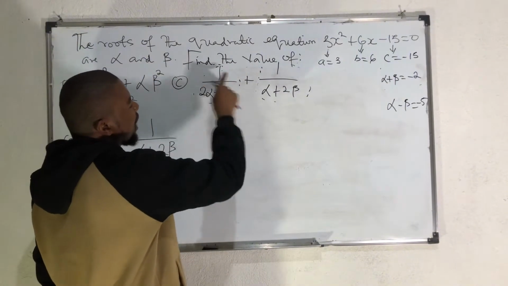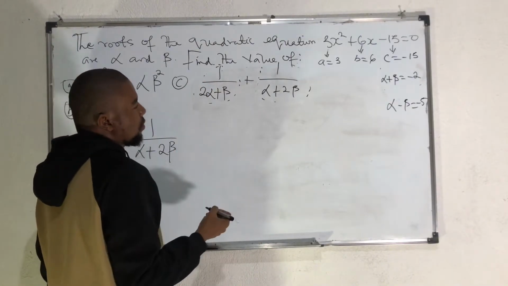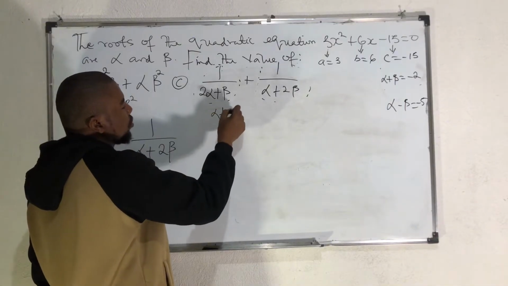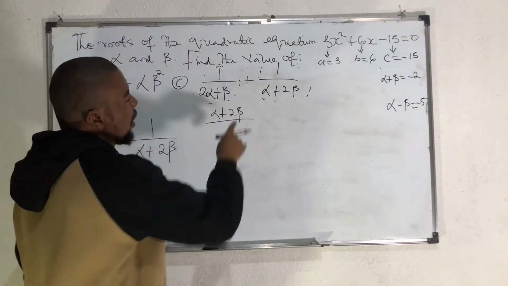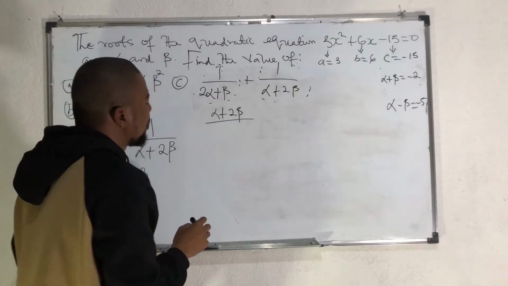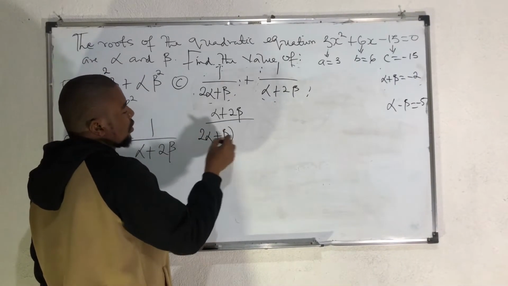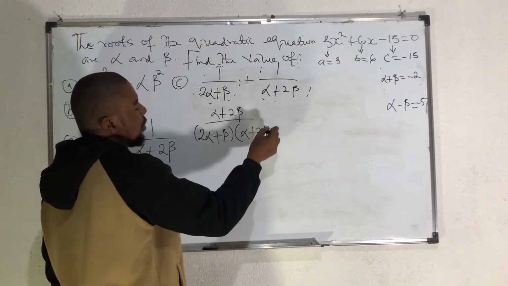So this one here times 1 will give you the same value, because any number multiplied by 1 is the same number. Therefore, we shall now have alpha plus 2 beta over, let's now multiply again, alpha plus 2 beta multiplied by 2 alpha plus beta. We shall have (2 alpha plus beta) in brackets multiplied by (alpha plus 2 beta).